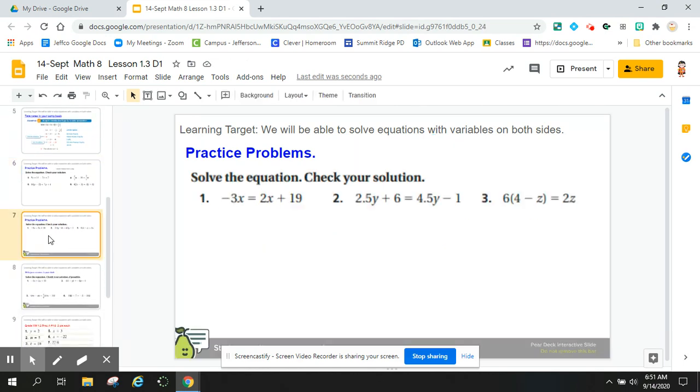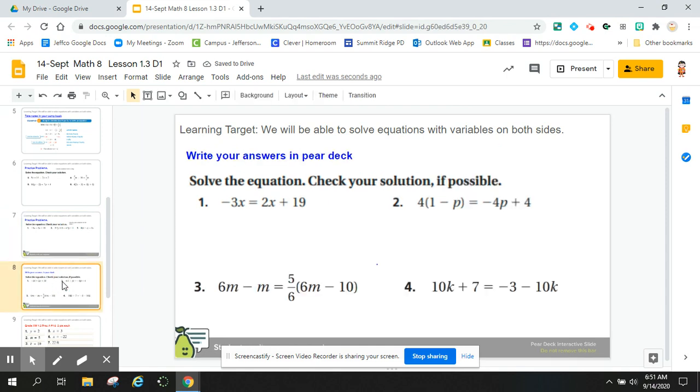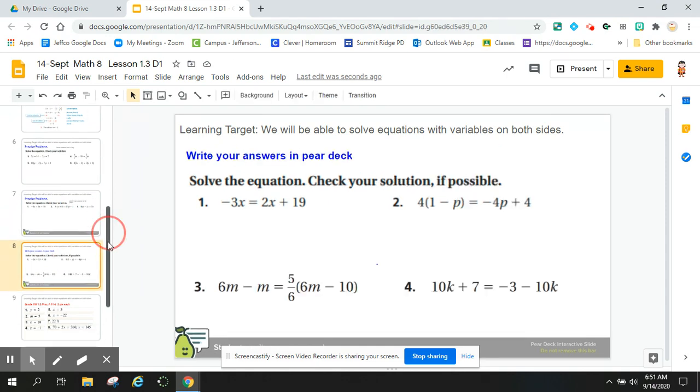All right, moving on, we're going to do, again, some more practice, 1, 2, and 3. Then on this one, checking your solutions, let's only check our solutions for number 1. Number 1 only will check our solutions. Okay. And then lastly, some more practice.